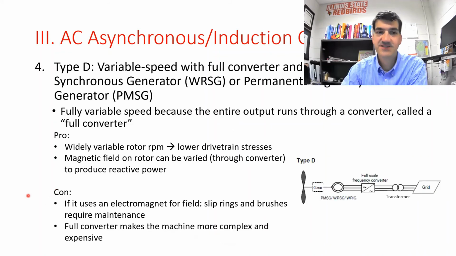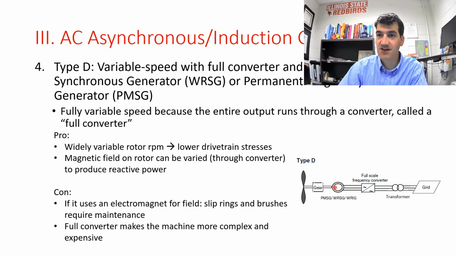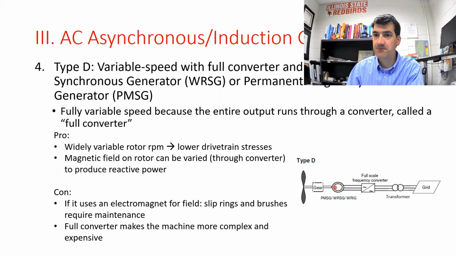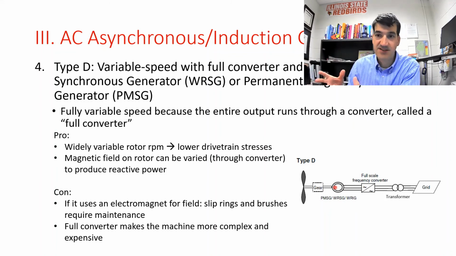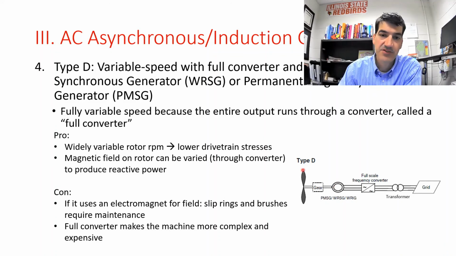Some advantages and disadvantages of this design. Well, obviously an advantage is that the input RPM can be widely variable, even more widely variable than the DFIG design. That means you have lower drivetrain stresses on the mechanical parts of your wind turbine, like the bearings and the attachment to the bed plate or frame of the generator and the gearbox, if you have one, and the mechanical aspects of the generator have lower stresses.